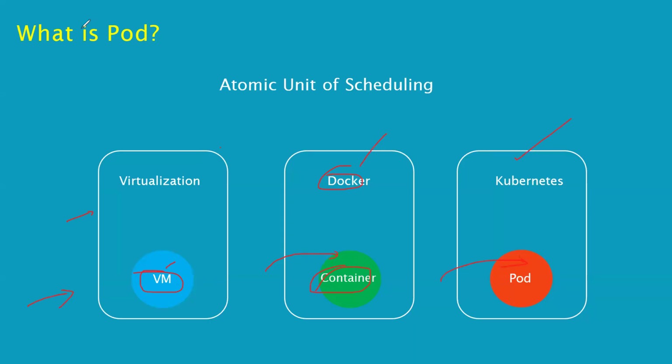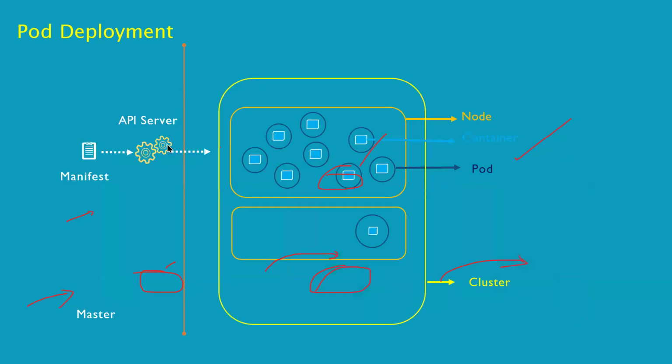Got it? So now, what is this pod all about, and how are we going to deploy it? Listen carefully. Let's say, for example, I have a manifest file created by the developer. This manifest file gives a complete picture about the pod which you want to deploy. What is the name of the pod? What are the objects you're going to have?